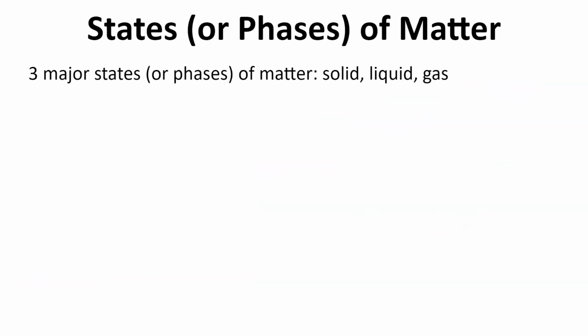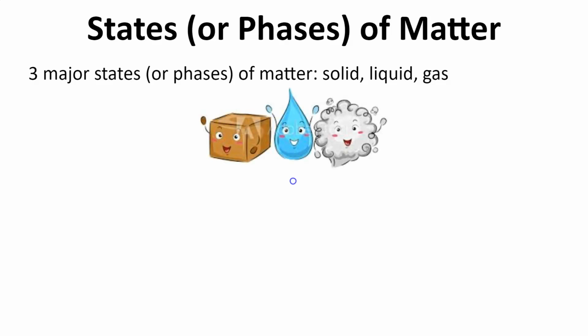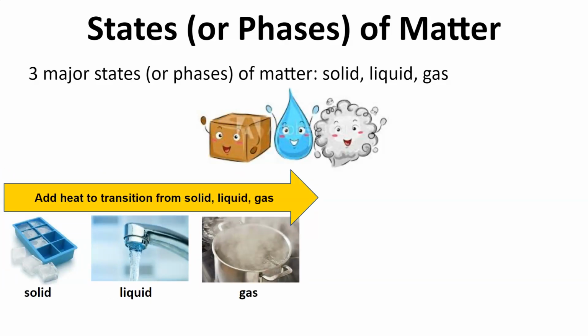Now, there are three states or phases of matter, which you probably already know: solid, liquid, gas. And you probably also know that you can transition from a solid to a liquid by heating it, or from a liquid to a gas by heating it. So therefore, you can move between phases or states of matter by either adding heat or cooling it down. You can also do that by changing the pressure, but that's a different story for a different day.